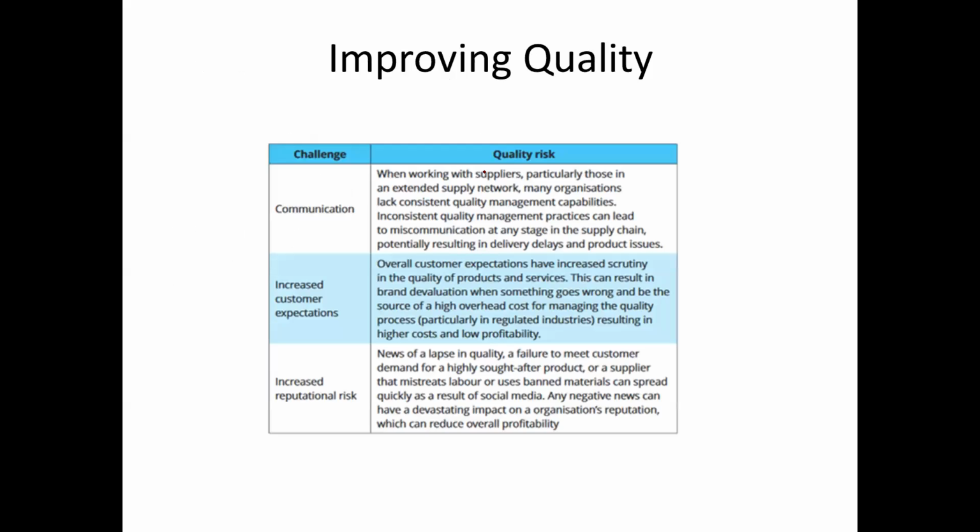Improving quality. Better communication might help. Increased customer expectations and reputational risk are all challenges, and it gives you a quality risk that relates to each of the challenges. No new theory, and it's fairly generic again.